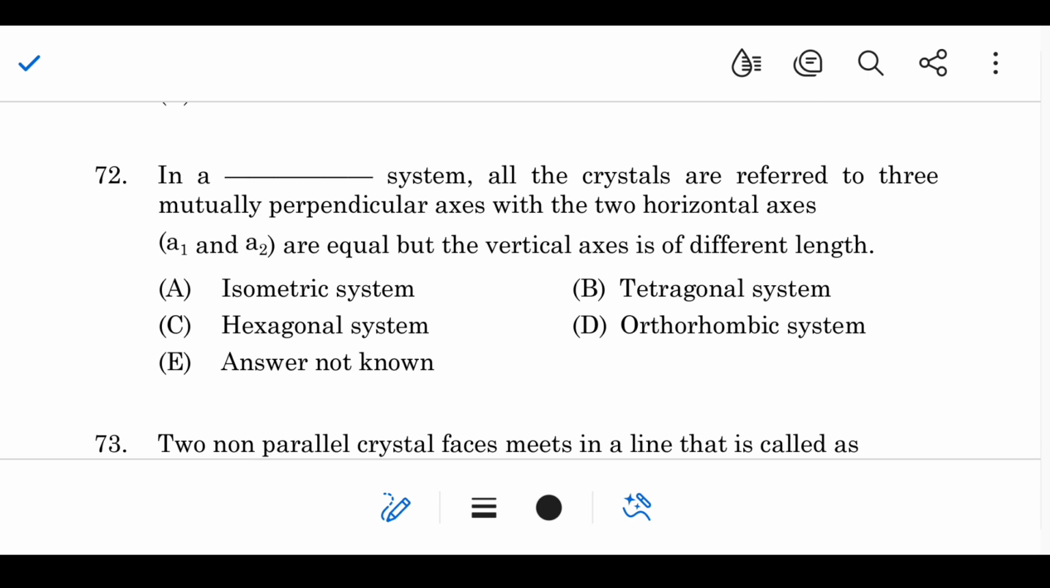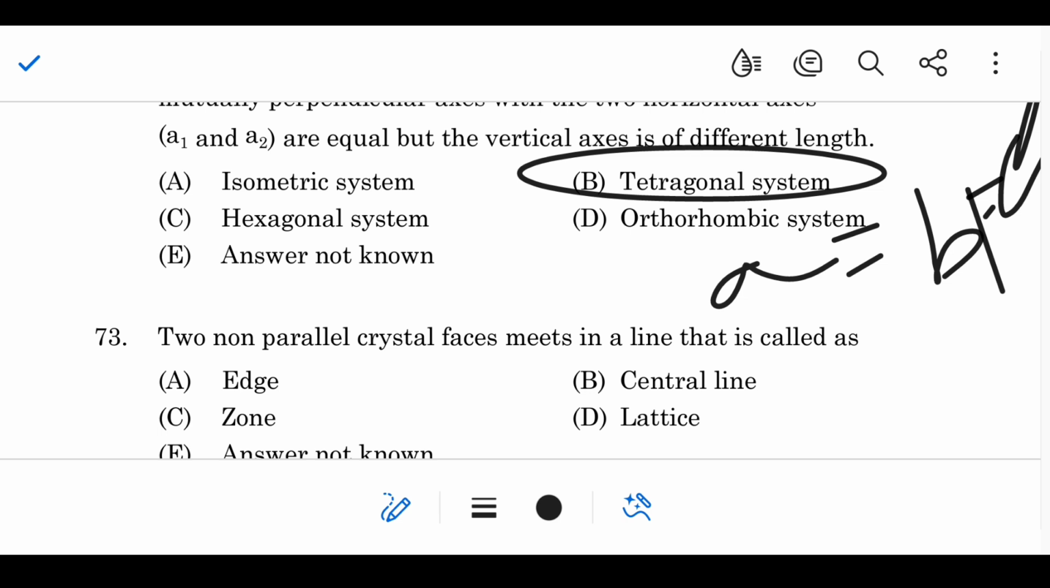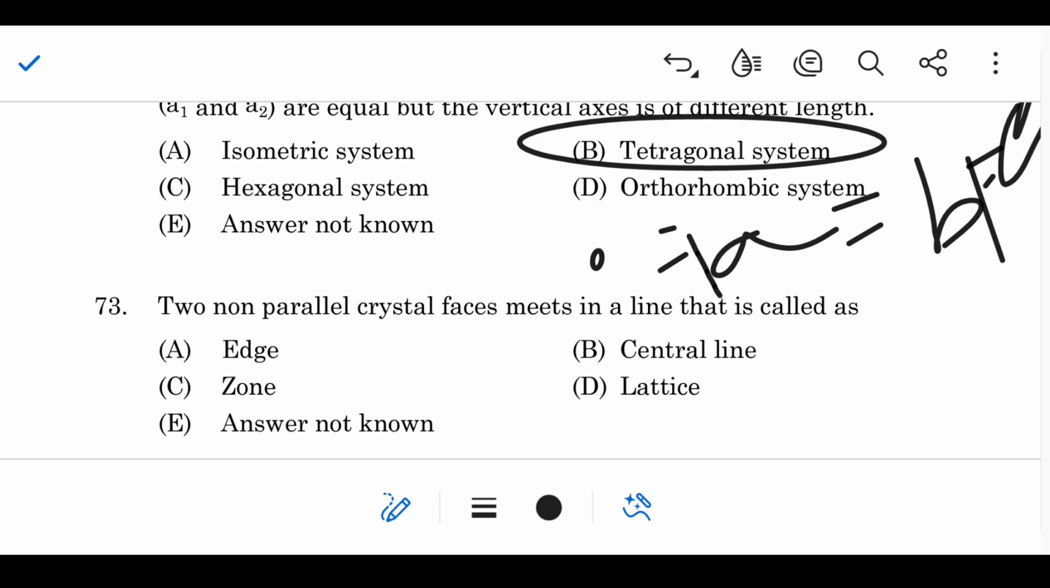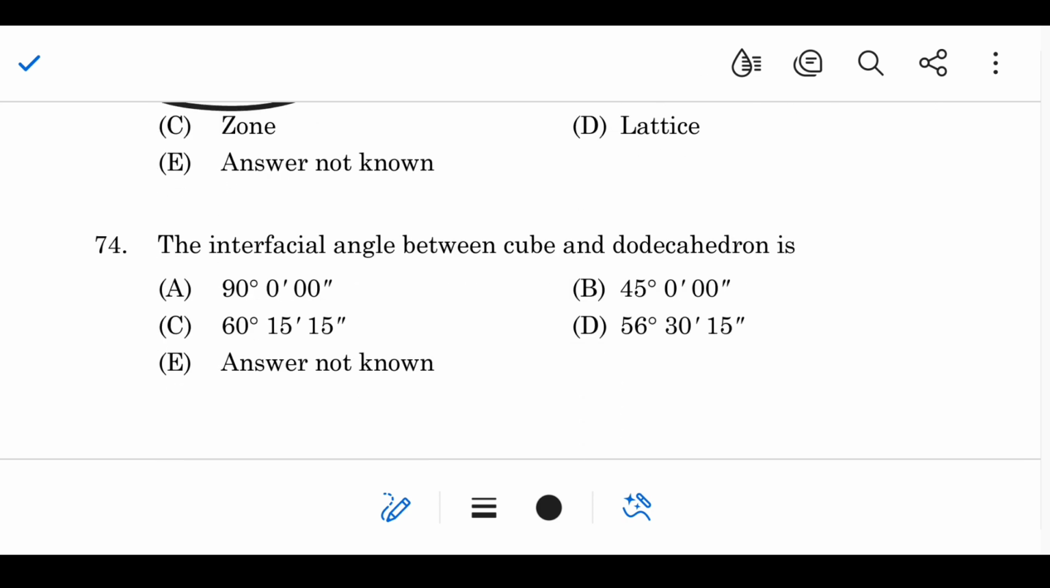Option A. Okay, next 72. In the tetragonal system, all crystals are referred to three mutually perpendicular axes, with two horizontal axes A1 and A2 equal, but the vertical axis different. We have seen that in tetragonal, A equals B but C is not equal in length. Two axes are equal in length, one length is not equal, but alpha, beta, gamma are equal to 90 degrees. Okay, 73. Two non-parallel crystal faces meeting in a line; that line is called an edge.